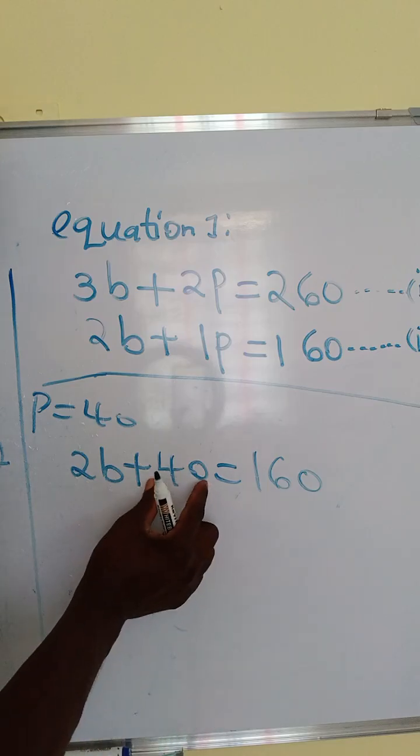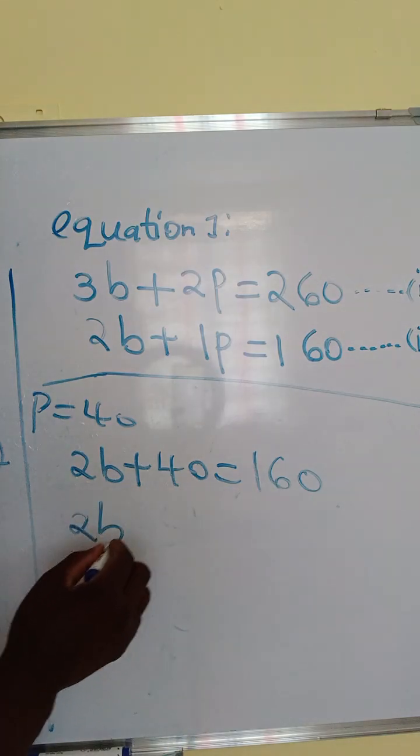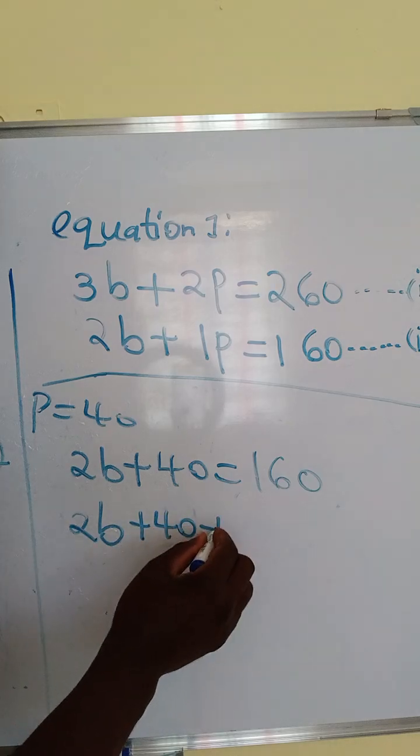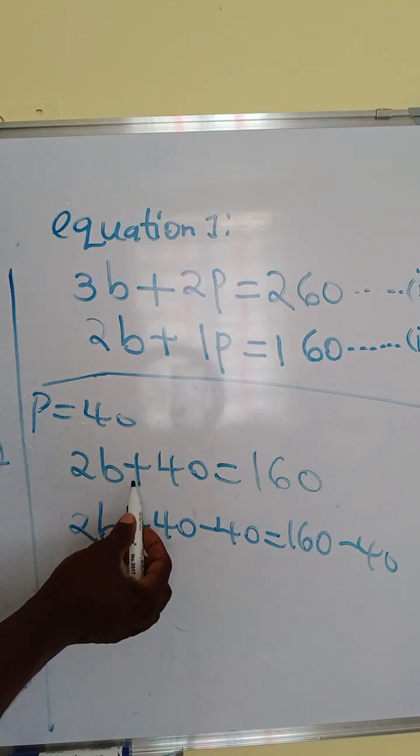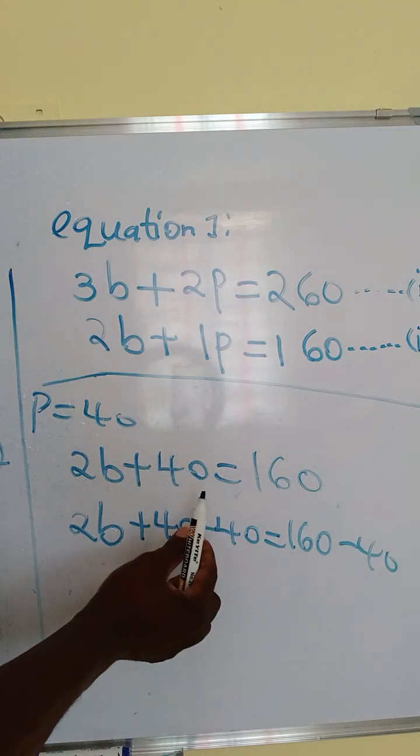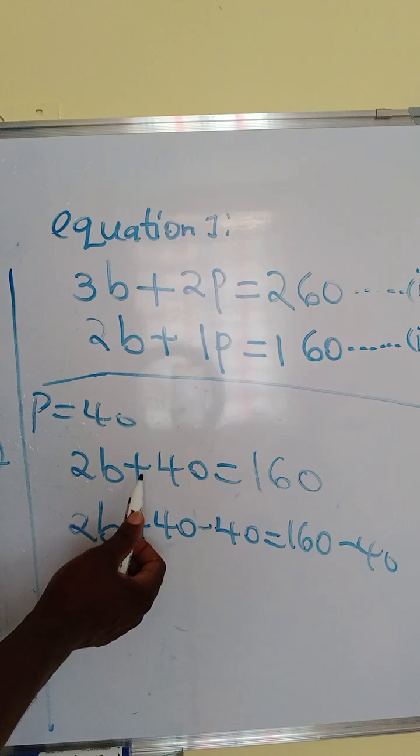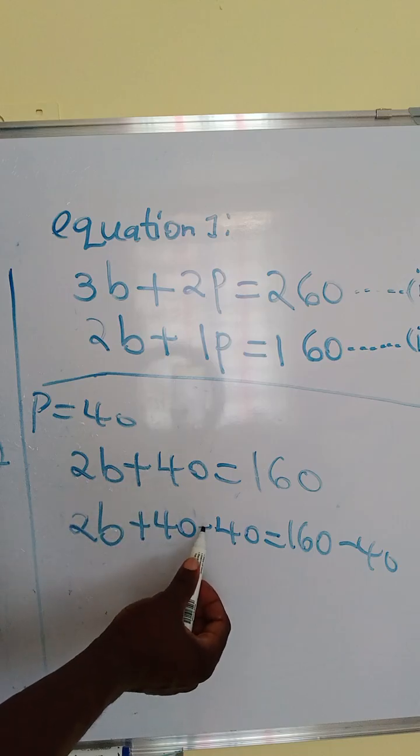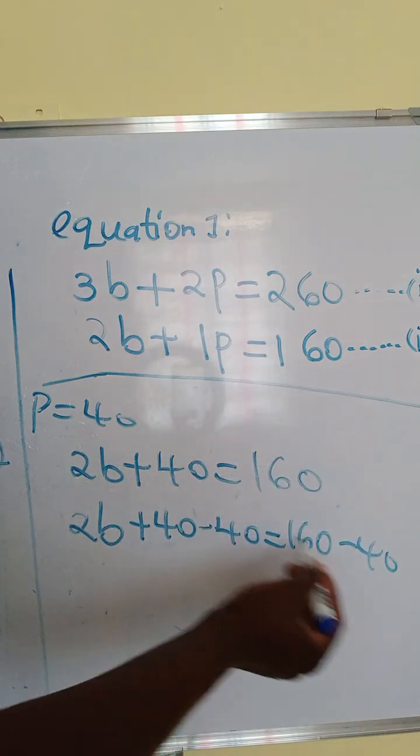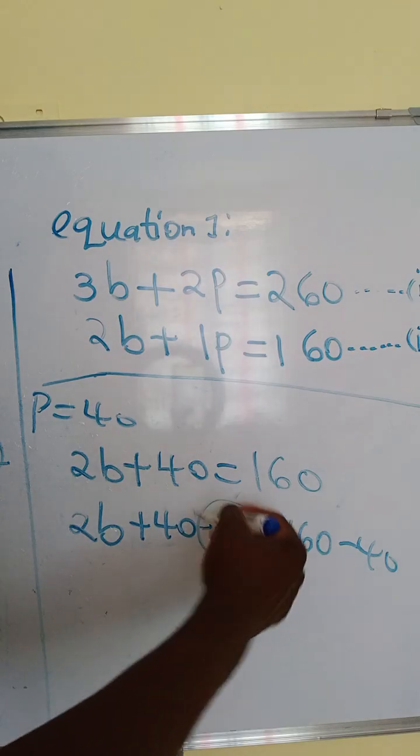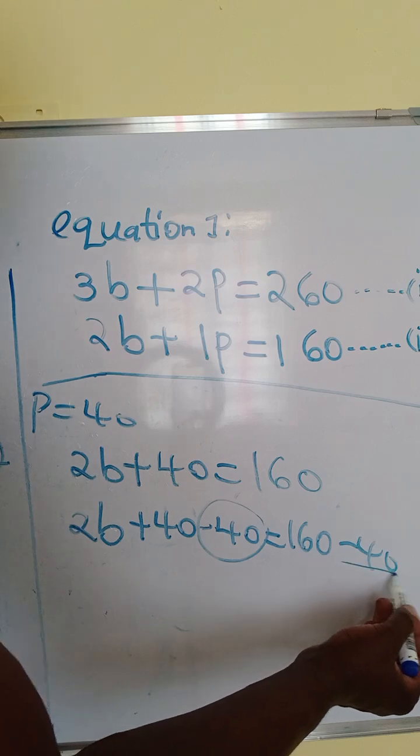So we collect 40 together with 160, whereby we say 2b plus 40 minus 40 equals 160 minus 40. When you have a positive here, you simply put the opposite operation, which is a negative. So plus 40 will be minus 40. If it were minus 40, you would have placed plus 40. So we have 2b plus 40 minus 40. The same thing you do to the other side: wherever we have minus 40, you write the same value, minus 40.